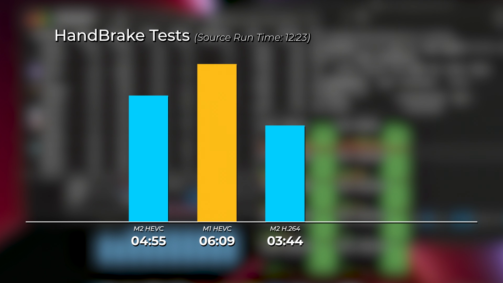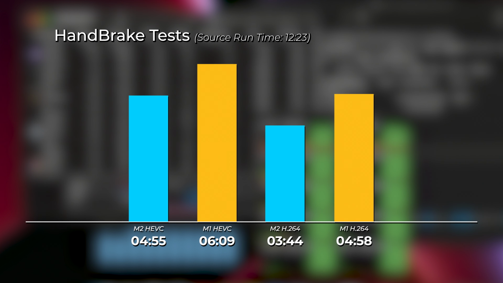6 minutes 9 seconds for 4K HEVC, and 4 minutes 58 seconds for 1080p H264. So, what can we take away from all these numbers? First, let's just get this out of the way. If you're currently on the M1 Pro or Max, the M2 Pro and Max are more of an iteration on an already amazing processor. So even though there are some tangible gains here, those users can rest assured that their M1 spec MacBook Pros are still awesome machines.